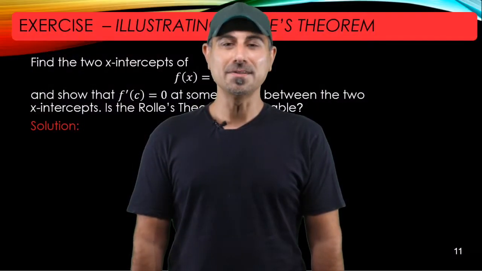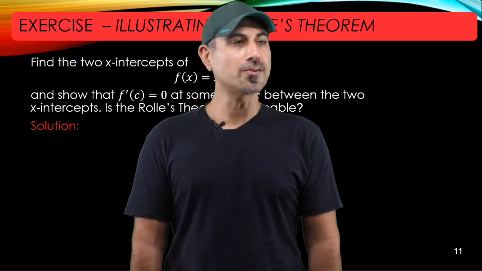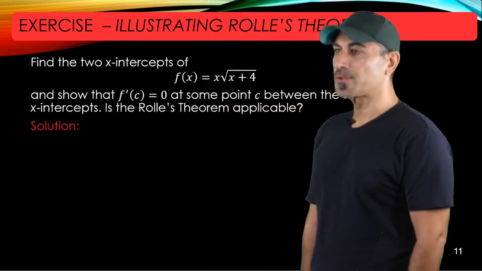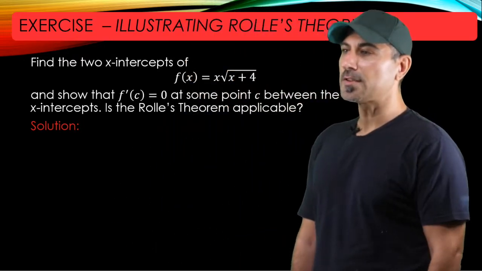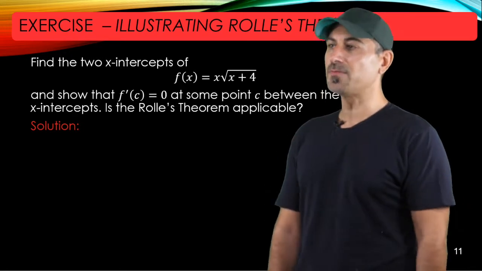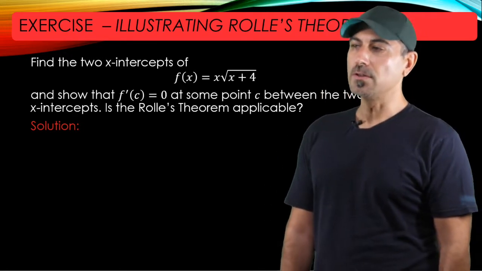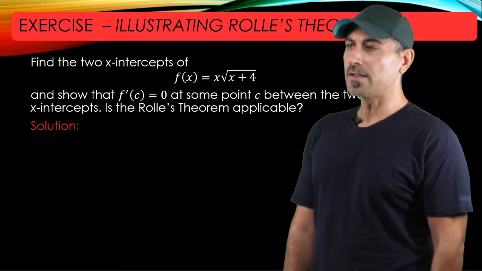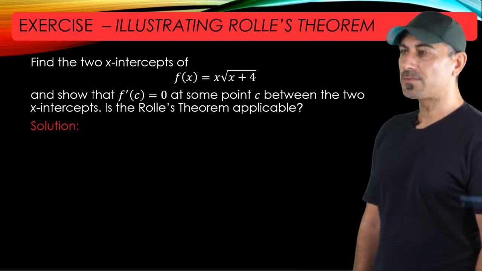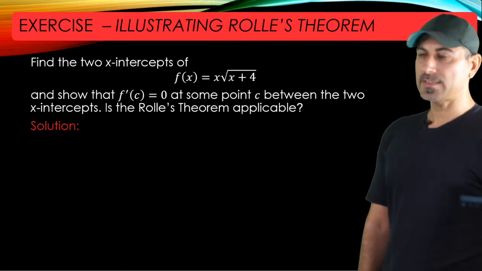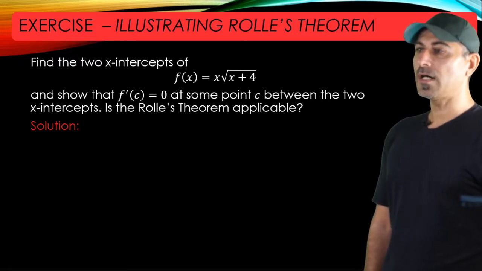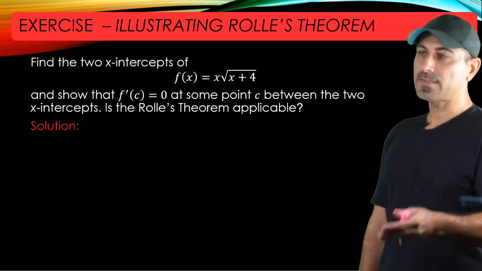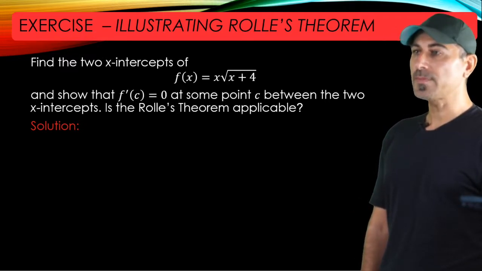Welcome back. In this video, we're going to illustrate Rolle's theorem for a given function. So essentially, we are going to first find two x-intercepts of the function x radical x plus 4. And we will try to look for a point c for which f prime is equal to 0. And hopefully that c is going to lie in between the two intercepts. And now we're trying to connect this to Rolle's theorem.